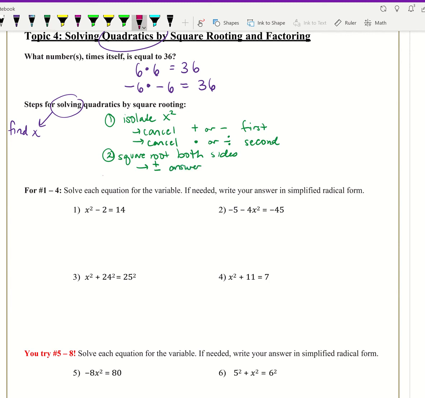There's one thing we need to pay attention to. Note, the square root of a negative number does not exist. And so if you ever see something like that, what that tells you is that the problem has no solution. So we're going to look for that.